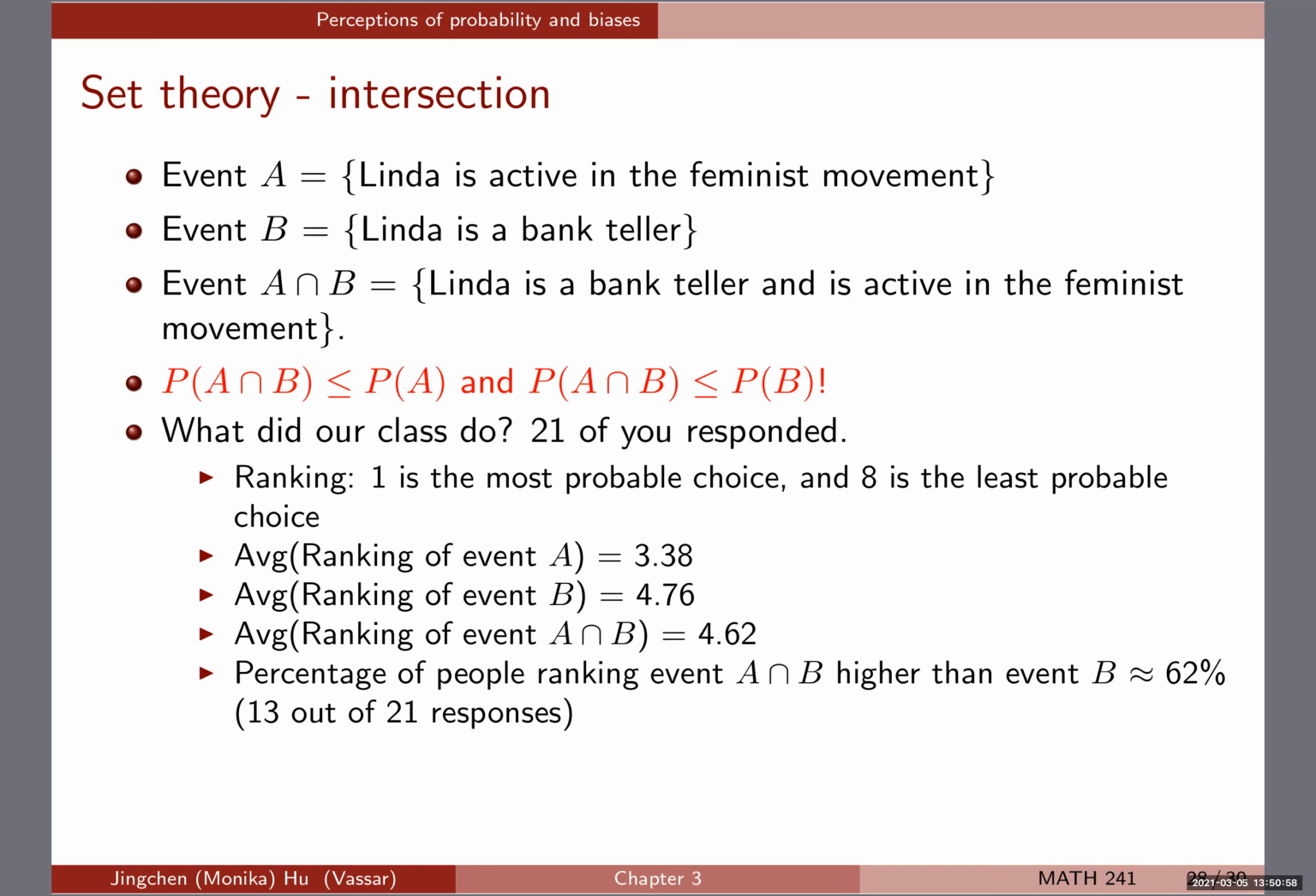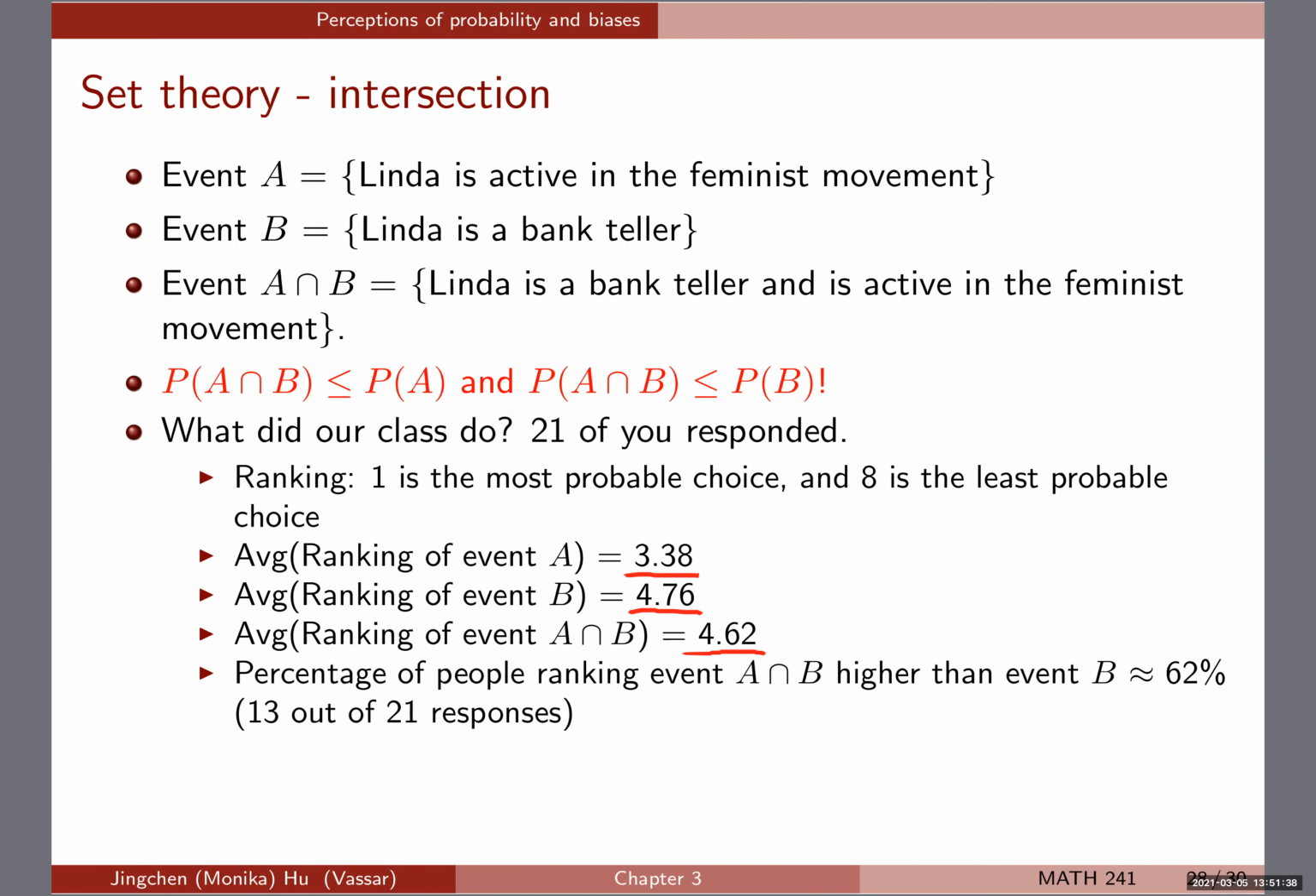One way to look at it: if you remember the ranking that we asked you to do, 1 is the most probable and 8 is the least probable. So I'm translating the previous slide into this average ranking here. Based on the 21 of you who responded to that survey, the average ranking of event A is 3.4-ish. The average ranking of event B is 4.78-ish. And then the average ranking of the intersection of A and B is 4.62.